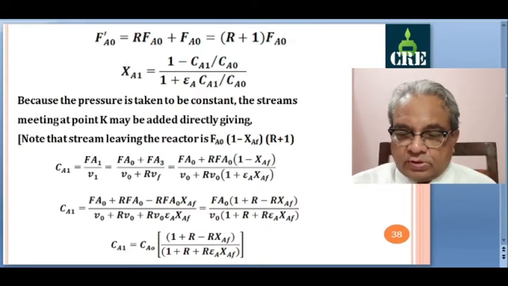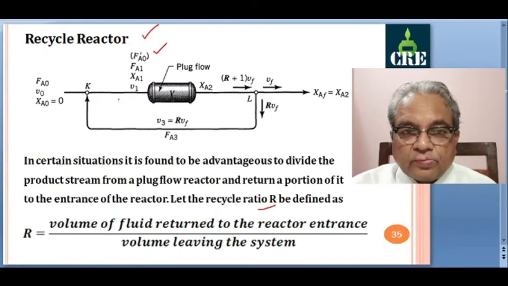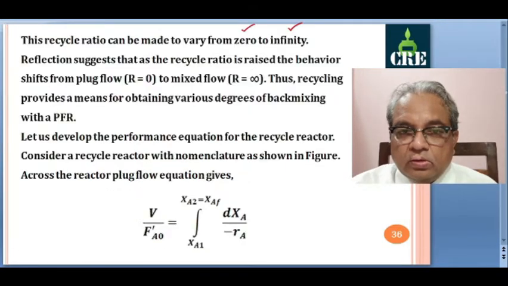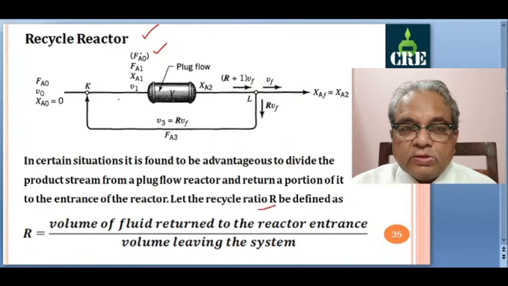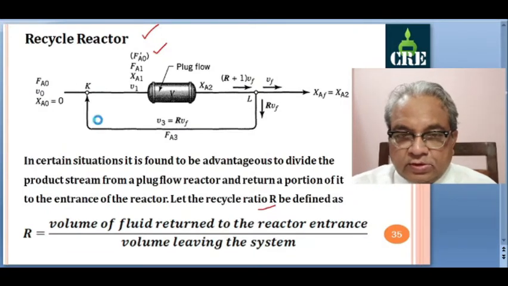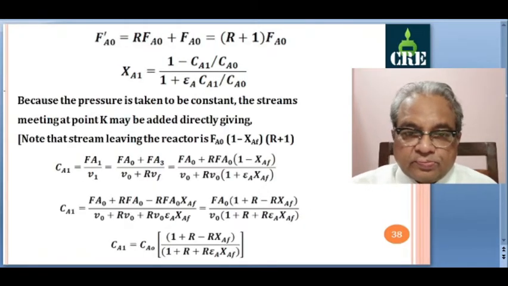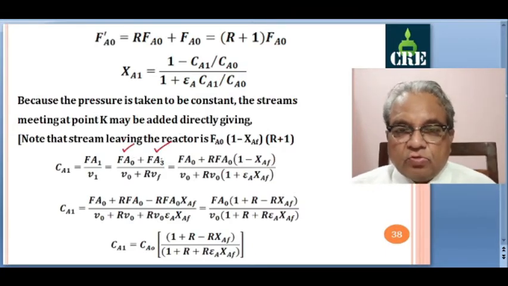This stream which is entering the reactor here, you can see Fa0 prime. Okay, and so Ca1 is Fa1 by V1. What is Ca1? You can see for Ca1, you have to add this stream and this recycled stream. So you can see this Fa0 and Fa3. Fa0 as it is, Fa3 coming from the recycle.